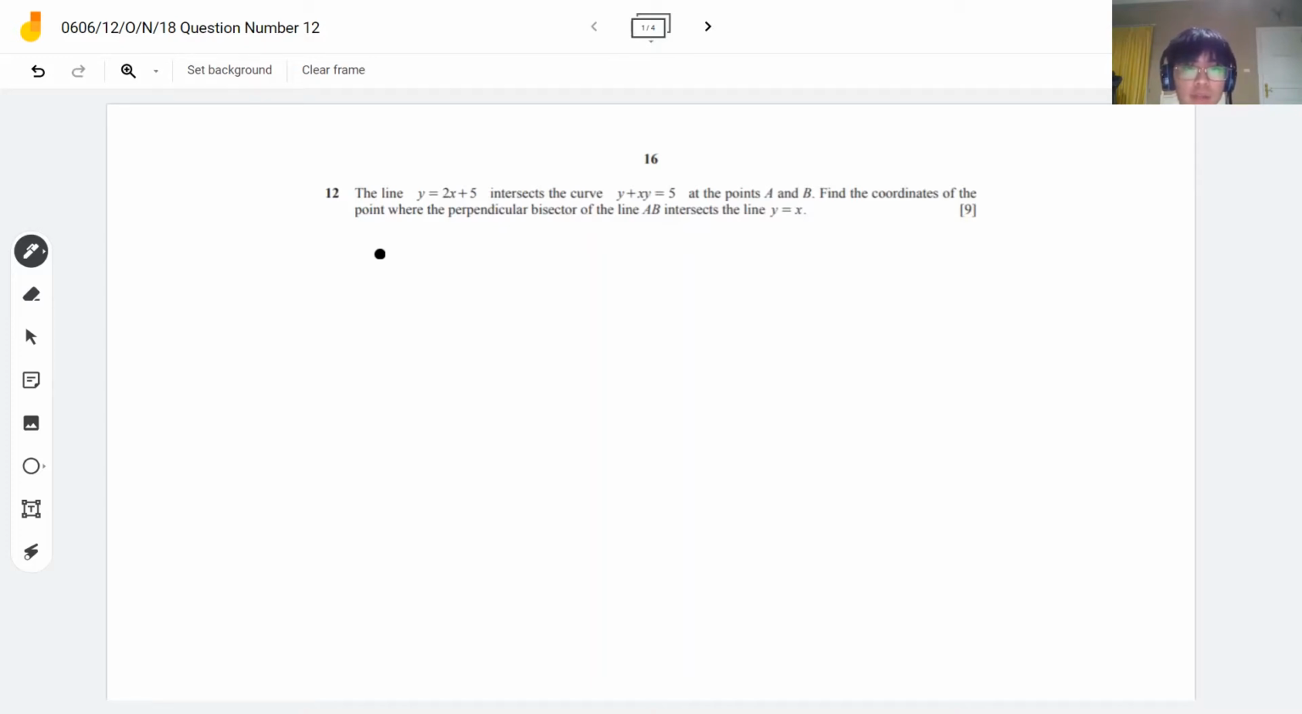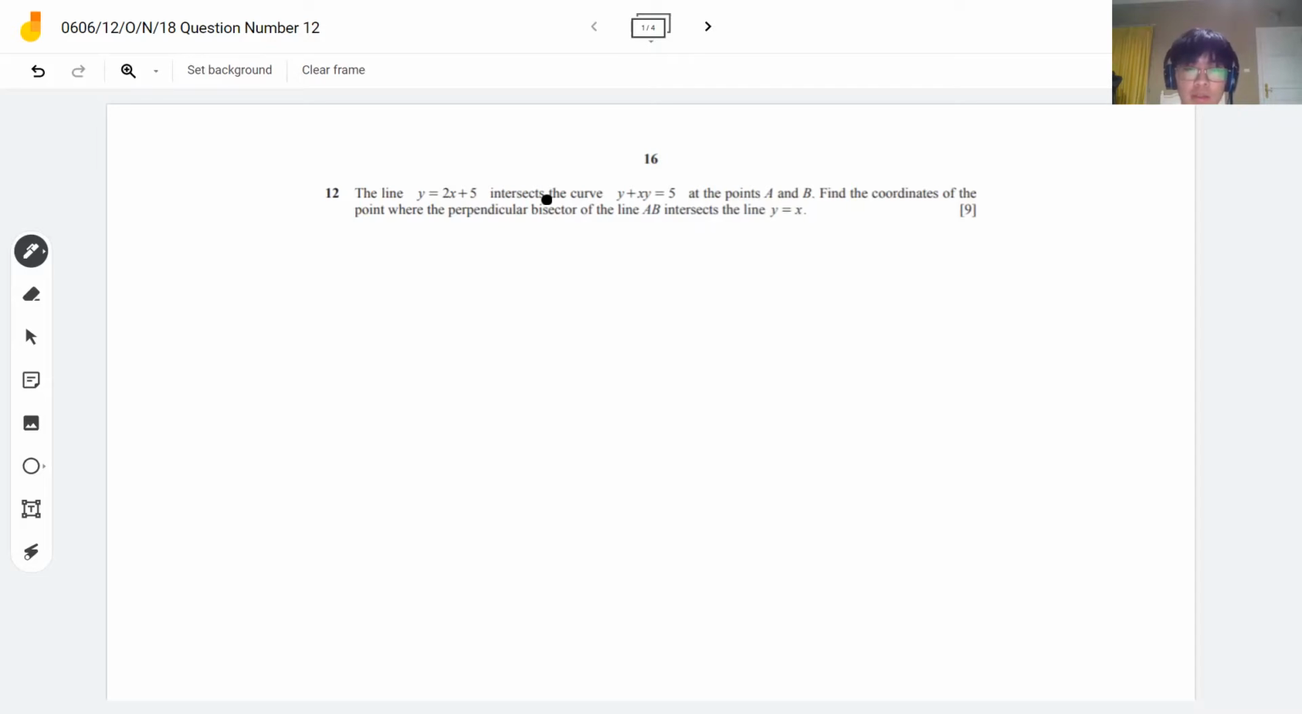I'm going to be doing question number 12 from 2018, October-November 12. The line y equals 2x plus 5 intersects the curve y plus xy equals 5 at the points A and B. Find the coordinates of the point where the perpendicular bisector of the line AB intersects the line y equals x.